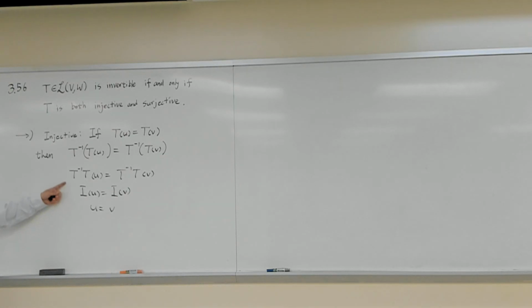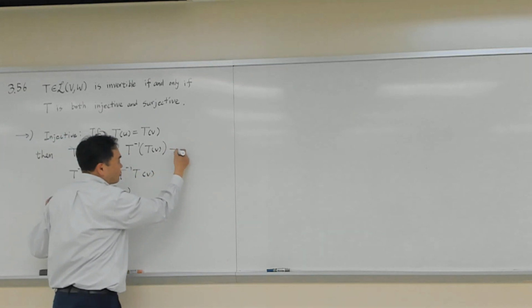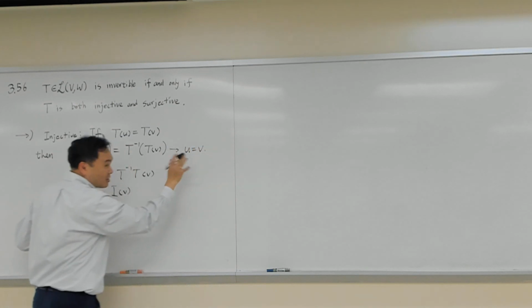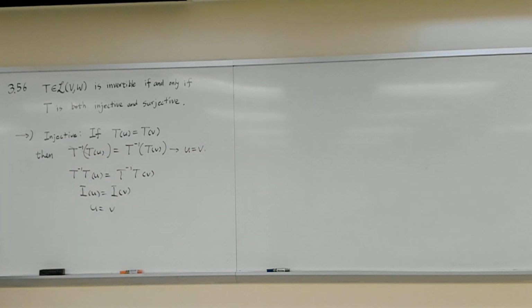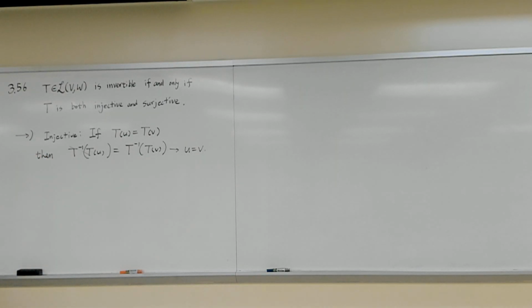Now I spell this out, but you know, when you have to do something like this in homework or during the exam, you don't have to spell it out that much. You can just say, these are inverses, they cancel, so that gives you U equals to V. So that's all you have to write down, okay? All right. That's the proof of injectivity.